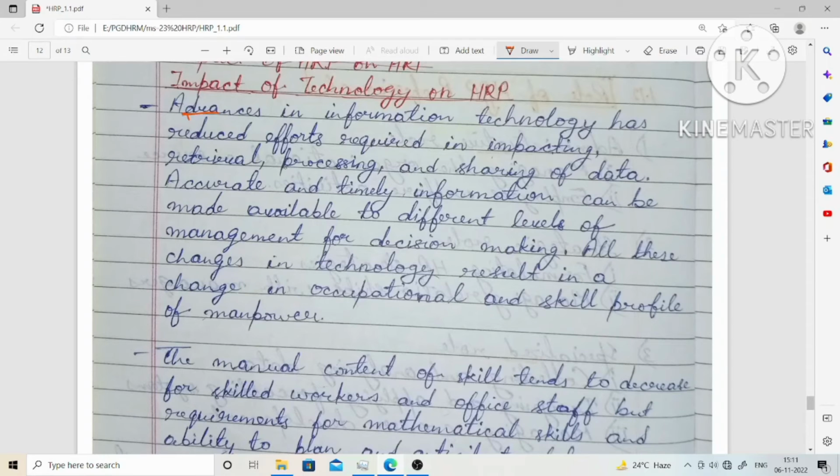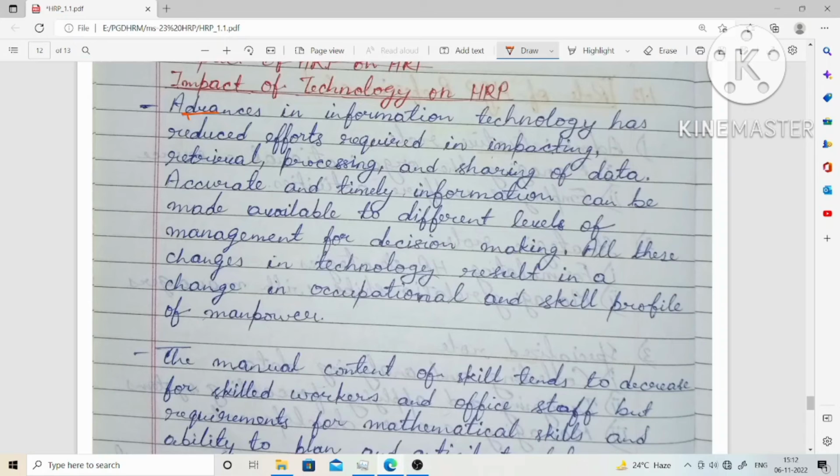Advances in information technology have reduced the effort required in retrieval, processing and sharing of data. It means it is much easier to share, process and retrieve data, because whatever data it is, it is easily transferred from one place to another by using the internet. We can convert the data from one form to another. Accurate and timely information can be made available to different levels of management for decision making.